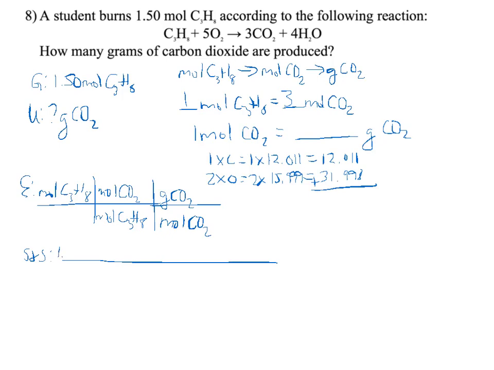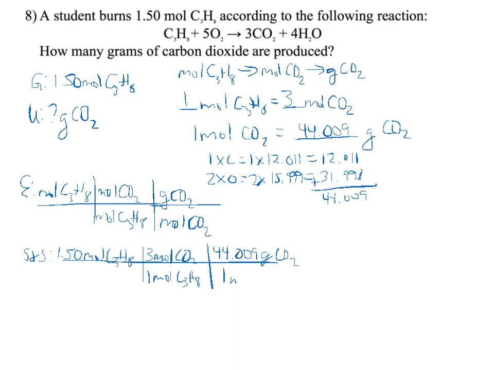We started with 1.50 moles of C3H8, and our mole to mole ratio, there are 3 moles of carbon dioxide for every 1 mole of C3H8. And then we put in our molar mass, which for some reason is not showing up. Hold on just a second. Okay, which remember is 44.009 grams of CO2 for every 1 mole of CO2.